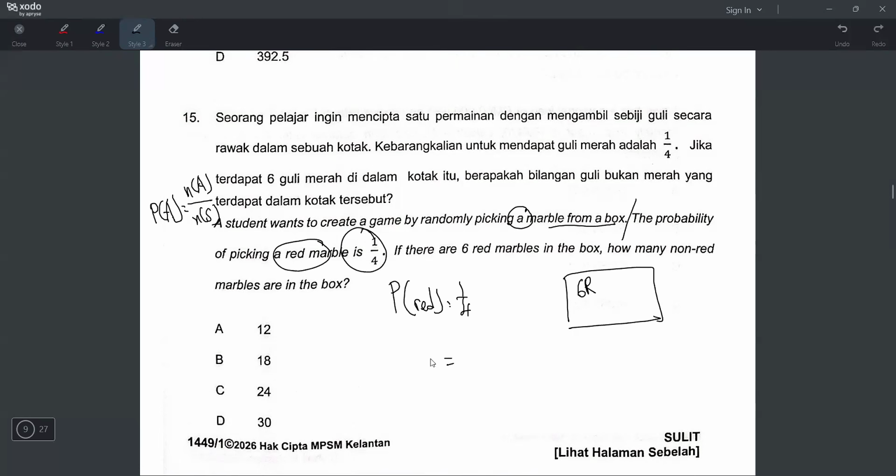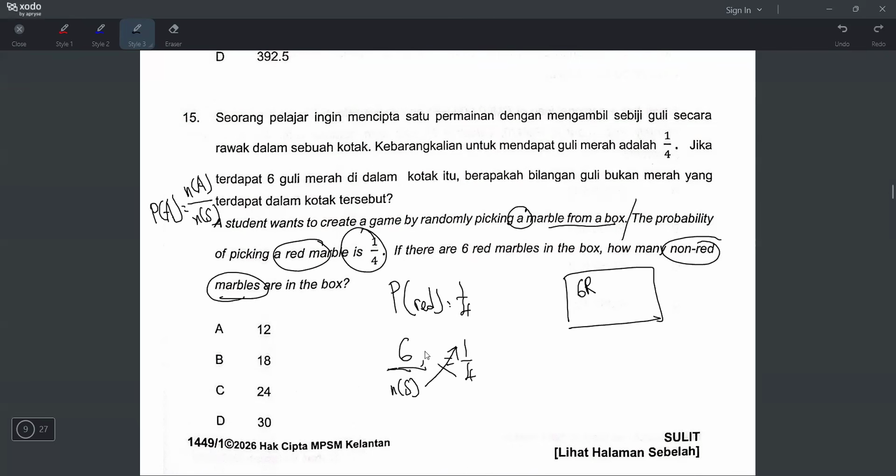So if I want probability of red, atas saya kena masuk bilangan red lah, over with the bilangan total, and then equals to 1 over 4. But the number of red I sudah tahu, 6. Yeah, there's 6 red marbles. So now can I find the n(S)? Yes. Tapi soalan bukan mau cari total tau. Soalan mau cari non-red marbles. But it's okay. After you get the total, you minus 6 lah. Then you get the non-red marbles.